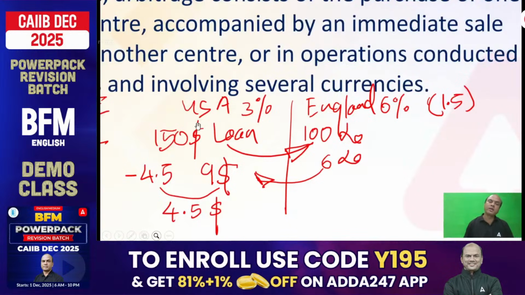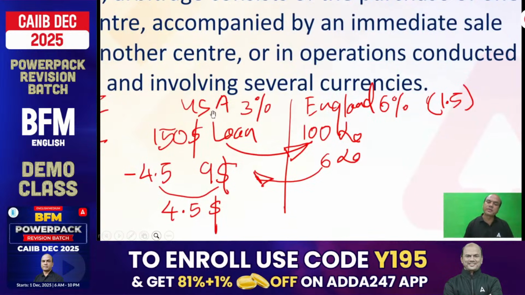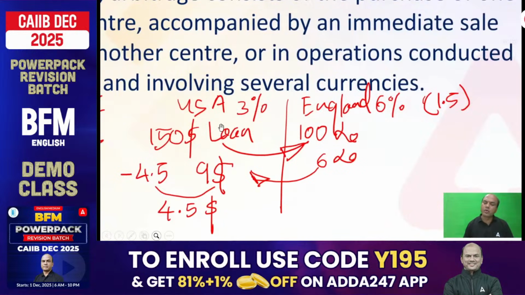Done. What will I do? This $150 which I have taken as a loan, I'll go to England. But in England, what do I require? I require pound. So I'll convert this dollar to pound. Now what is the rate? 1.5. So this will become 100 pounds now. Why? Because pound is costlier than dollar. So $150 upon 1.5. Kindly note, upon, because pound is costlier. So this will become 100 pound.